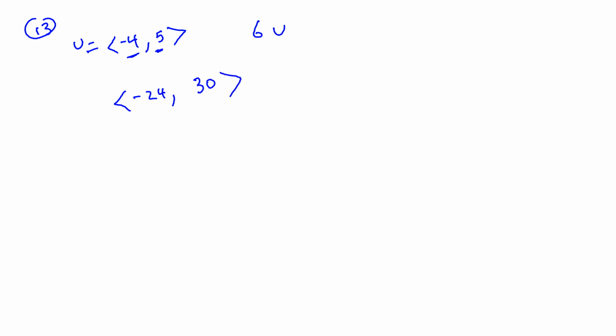All right, so what was that? 13, right? So u equals -4, 5, and we're asked to work out 6u. So 6 times each of these would give us -24 and 30. That's it.